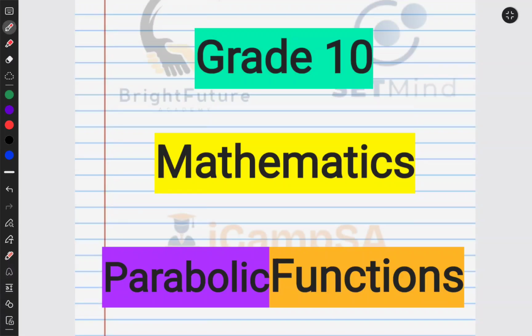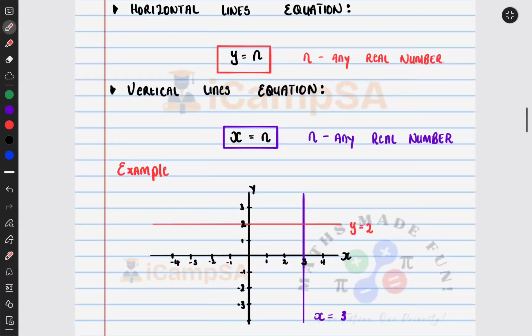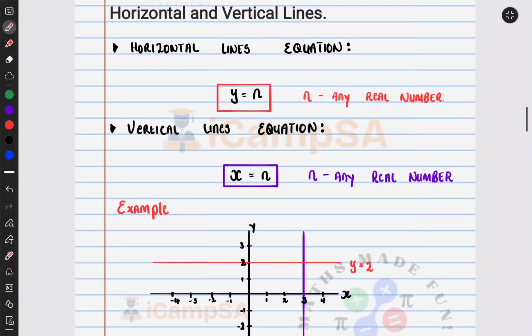But before we get there, I just want to quickly touch on something that I remember we didn't get to cover in our last sessions, when we were dealing with the linear functions, and that is the horizontal and vertical lines, and the equations of the horizontal and vertical lines.